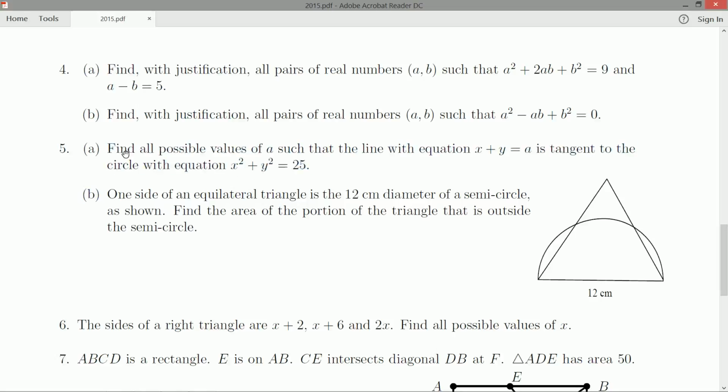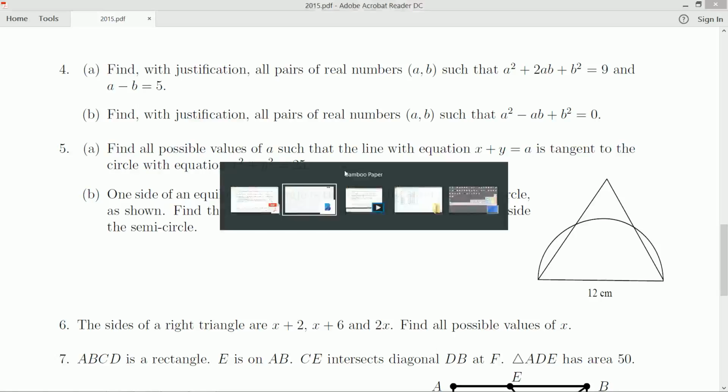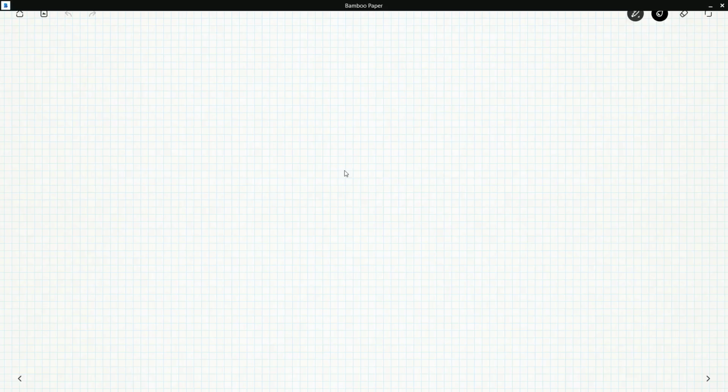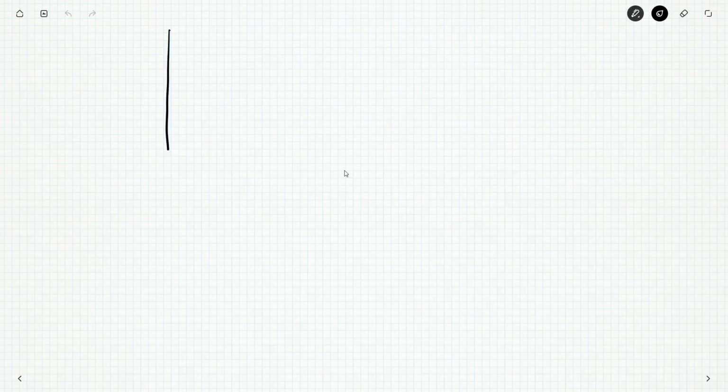So, 5a. Find all possible values of a such that the line with equation x plus y equals a is tangent to the circle with equation x squared plus y squared equals 25. Okay, so this circle we can read off from its equation. Its center is at the origin. It's nice, symmetric.